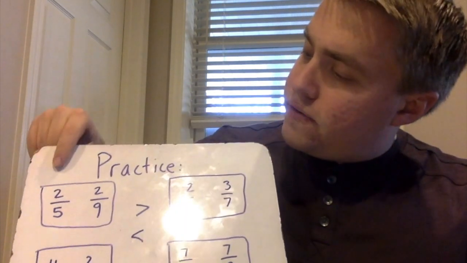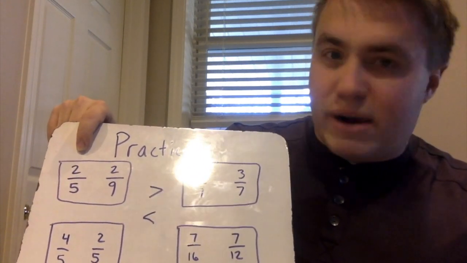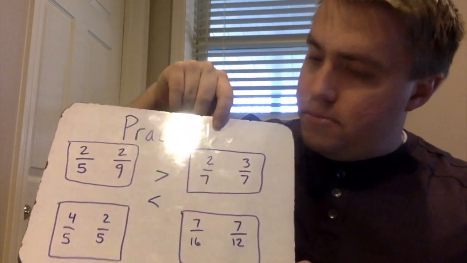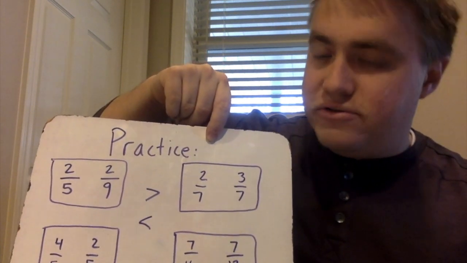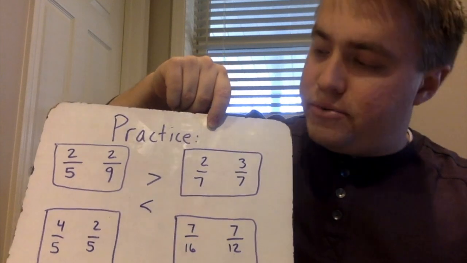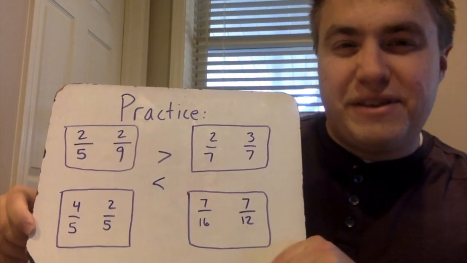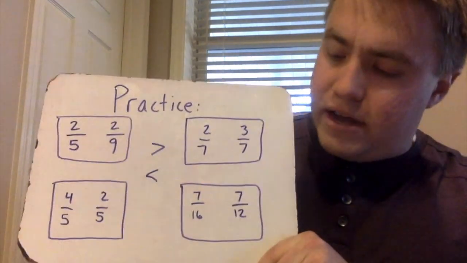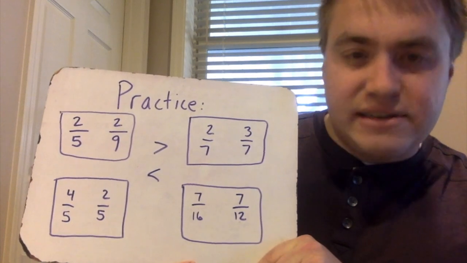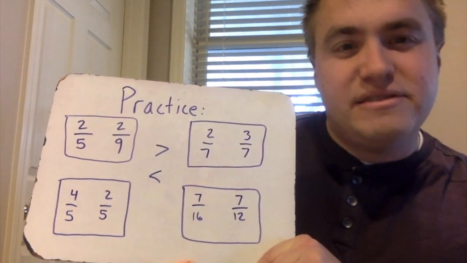All right, hopefully you did pause it. For this first one, we have 2/5 and 2/9. I know that 2/5 is greater than 2/9. Moving along over here, I have 2/7 and 3/7. I know that 2/7 is less than 3/7. Moving along down here, I have 4/5 and 2/5. I know that 4/5 is greater than 2/5. And lastly, I have 7/16 and 7/12. I know that 7/16 is less than 7/12.